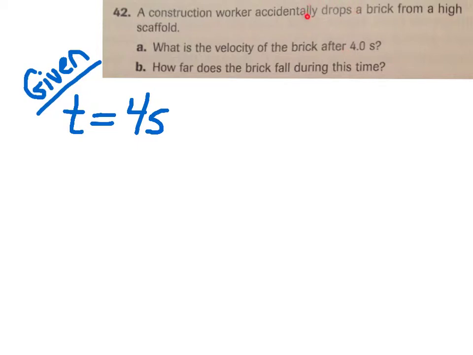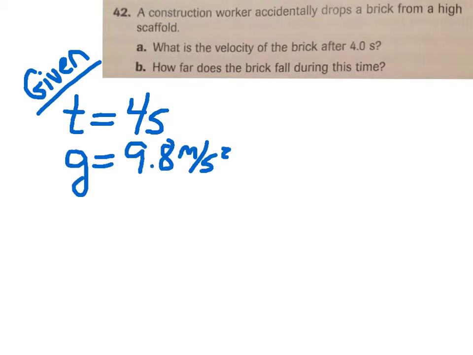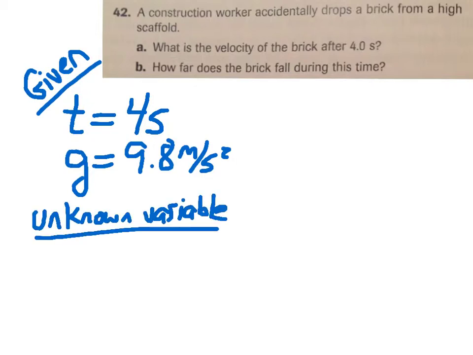But don't forget, anytime something is dropped, there is more given information. On Earth, the acceleration due to gravity is 9.8 meters per second squared. This fact is usually left out on word problems, but it's something you should remember. Your unknown variable is the velocity, as stated in the problem up here.